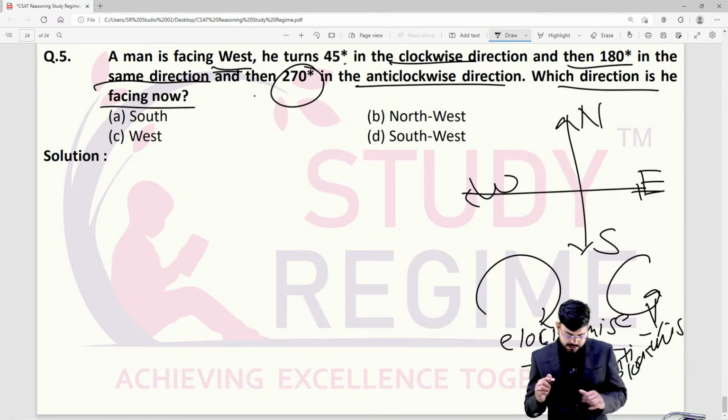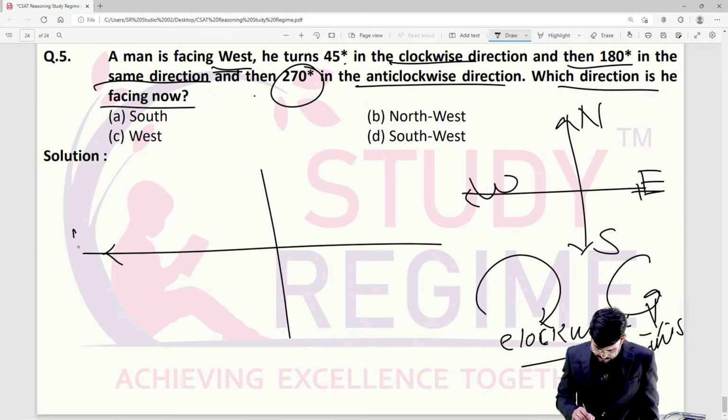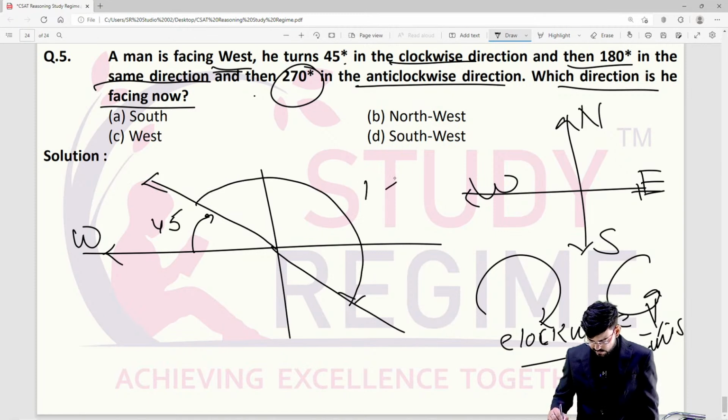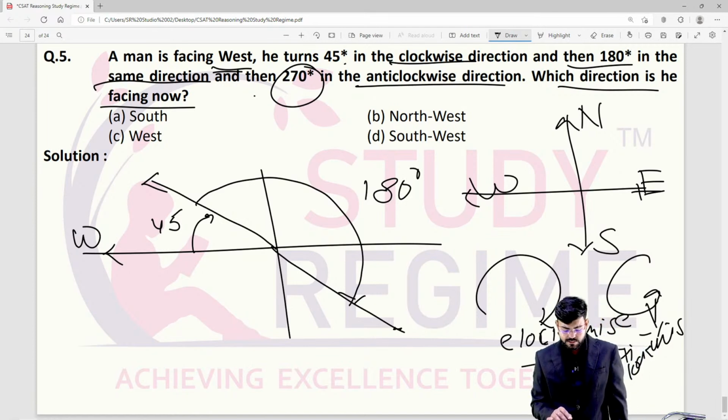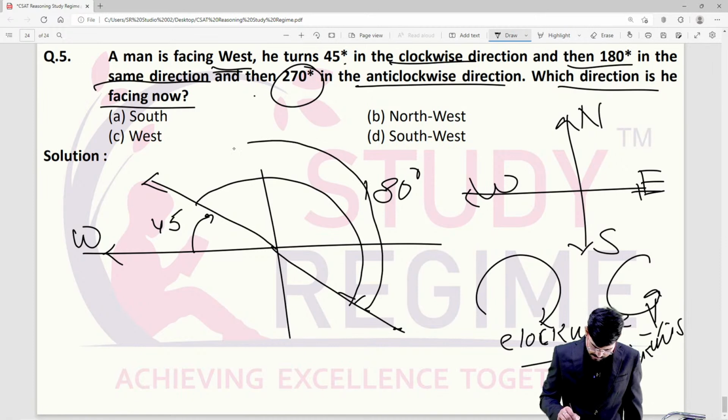Okay, let's proceed with the question. I make this. He was facing towards west. He makes an angle of 45 degree around like this in a clockwise direction. He further turns 180 degree in the same direction. This will be the straight line. This angle will be 180 degree. Okay, he comes here somewhere around here. Now he takes a 270 degree in an anti-clockwise direction. Okay, again I reverse it in an anti-clockwise direction.